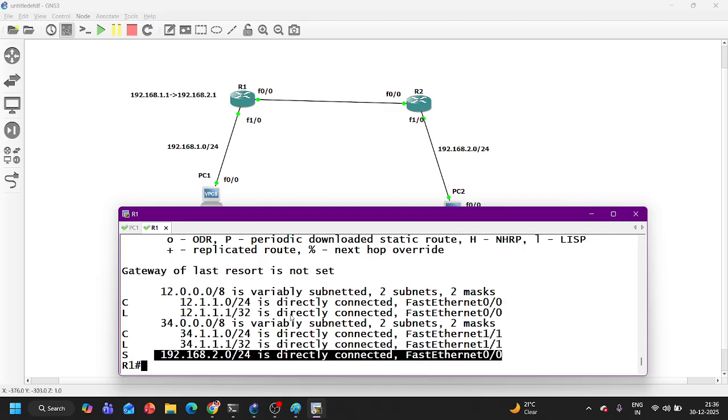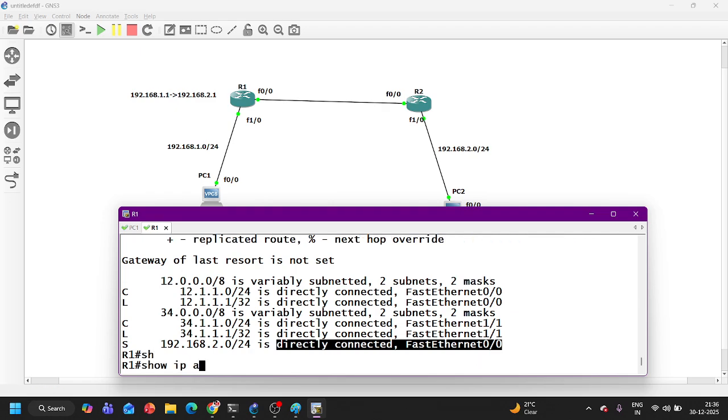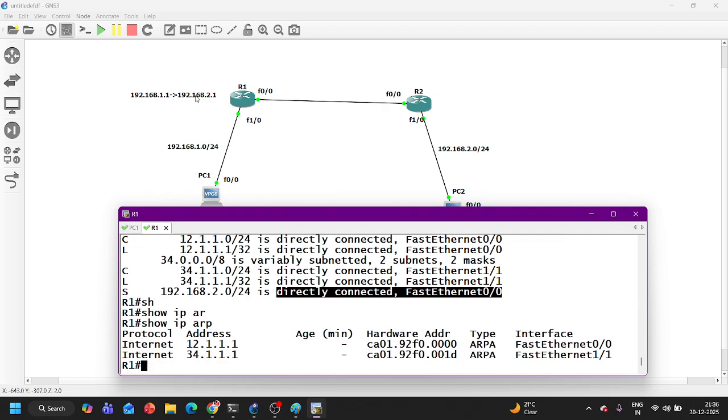And what the router is saying, this route is directly connected on FastEthernet 0/0. Router will check the ARP table. So IP ARP, is a MAC address available for this destination IP address? Is a MAC address available in the ARP table for the destination IP? Because if the network is directly connected, then the MAC address should be in the ARP table. Directly connected network means what? Same network. Me and the destination both are in the same network.